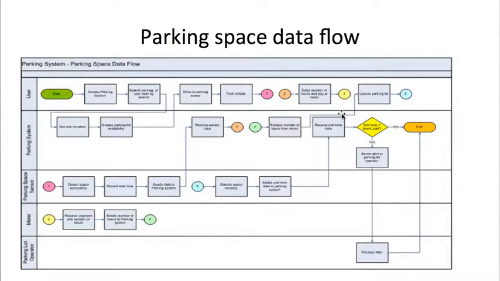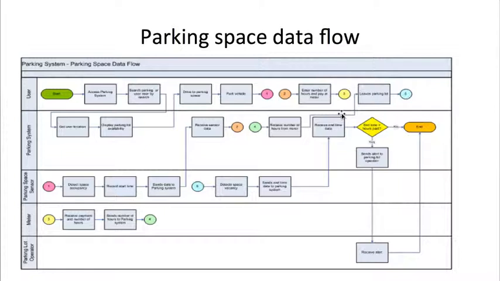Here is a high-level parking space data flow. First, the user accesses the parking system. The parking system would then get the location of the user. The user then drives to the parking space and parks the vehicle, and the sensor at the parking space would detect the occupancy, record the start time, and send the data to the parking system. The parking system then would update the space status to occupied with the time and send the sensor information to the parking lot operator. The parking lot operator would then receive that information.